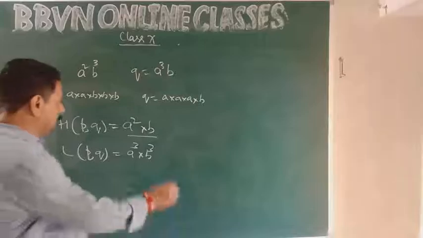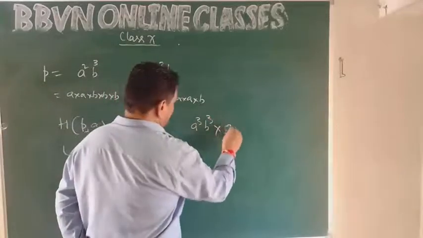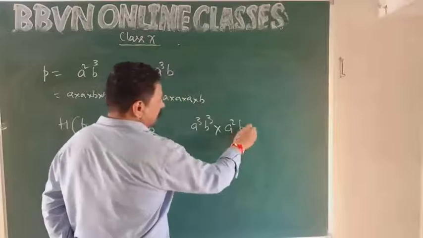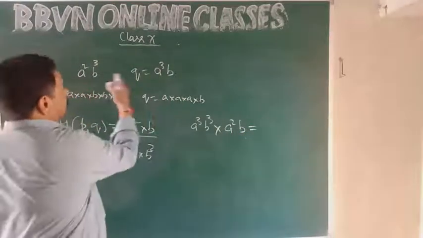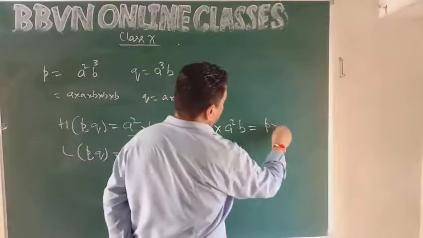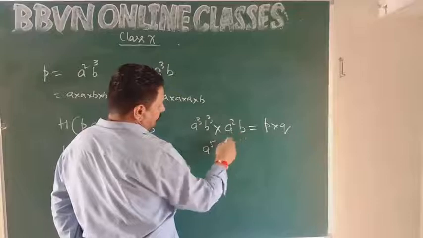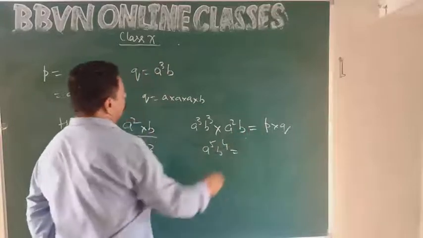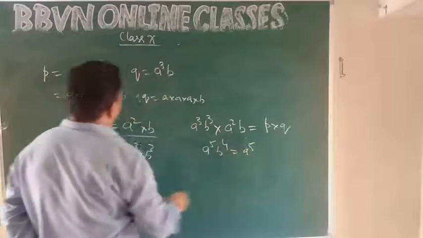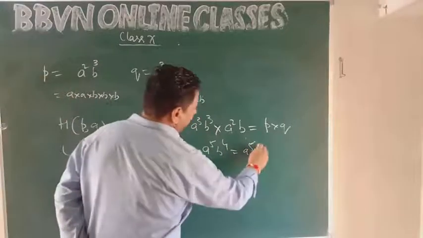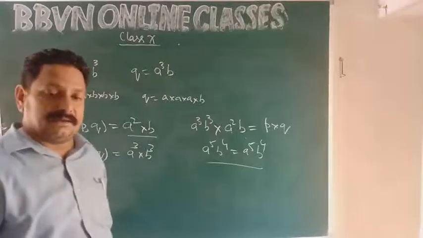Verify it. HCF into LCM: a square b into a cube b cube should be equal to the product of the numbers P and Q. This becomes a to the power 5 into b to the power 4. Multiplying P and Q: a square into a cube is a power 5, b cube into b is b power 4. Are they equal? Of course they are equal. Okay, children.